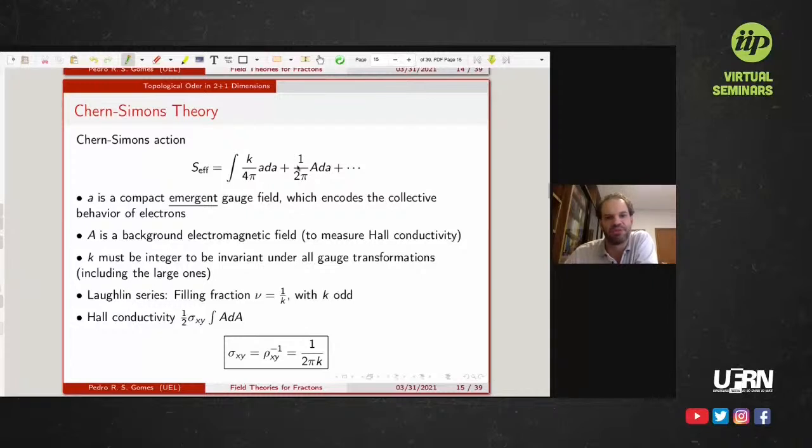We can compute, for example, the Hall conductivity, just by integrating out this gauge field here, and the coefficient of the effective action for the external magnetic field is the Hall conductivity. So here we get the quantized Hall conductivity, and if we consider this number k to be odd, we reproduce the Laughlin series for the fractional quantum Hall effect.